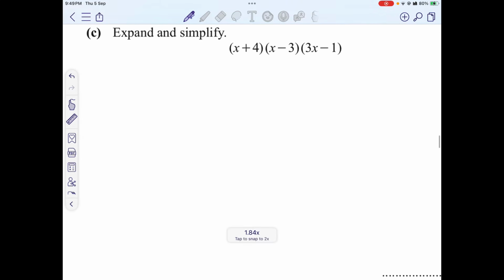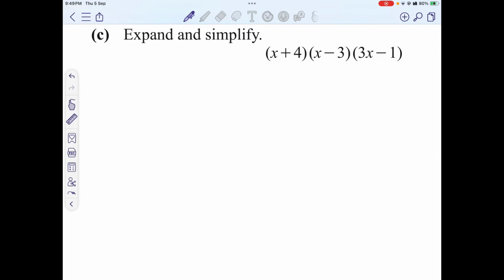Alright, now it says expand and simplify. So it's simple, you have to multiply and then expand. Now, whenever there's this type of case where there's a 3x outside, I would prefer to do this part first and then this part later. You would see over time why with practice this is easier.